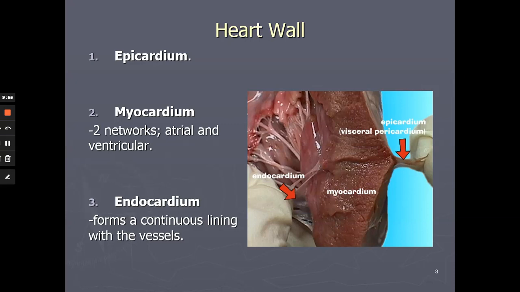It's because if we think about the blood moving, let's say as the blood is returning to the heart. The vessels are delivering it, and the blood is flowing from the vessels into the heart, and then from the heart into the vessels. This endocardium allows for a continuous flow. Okay, so it allows for this continuous flow.